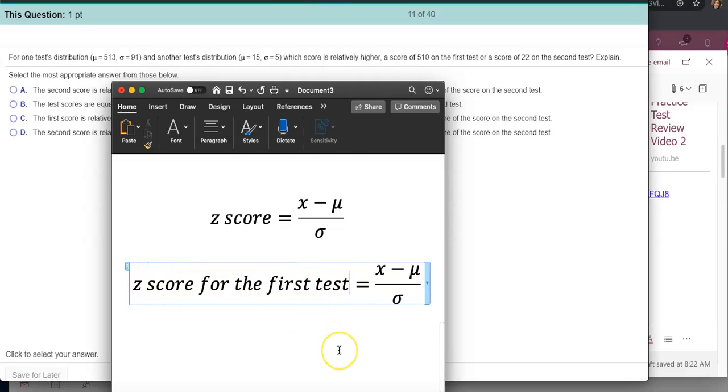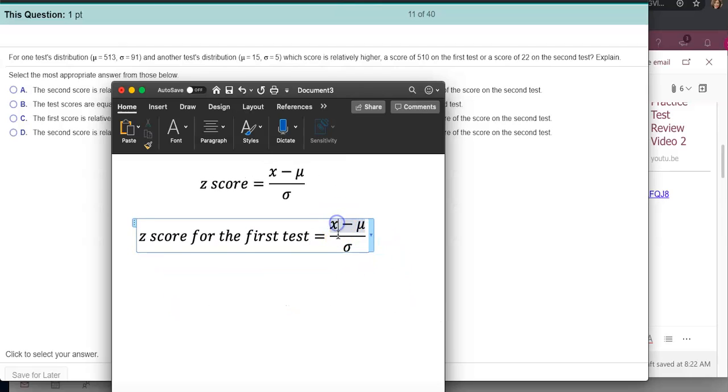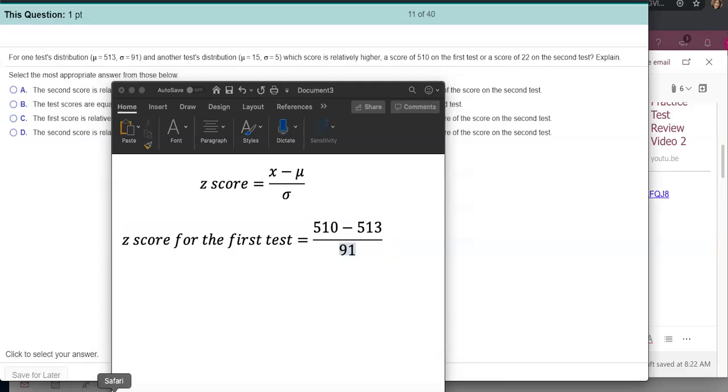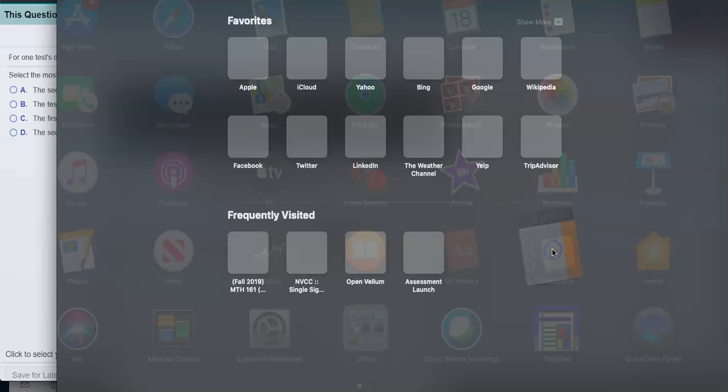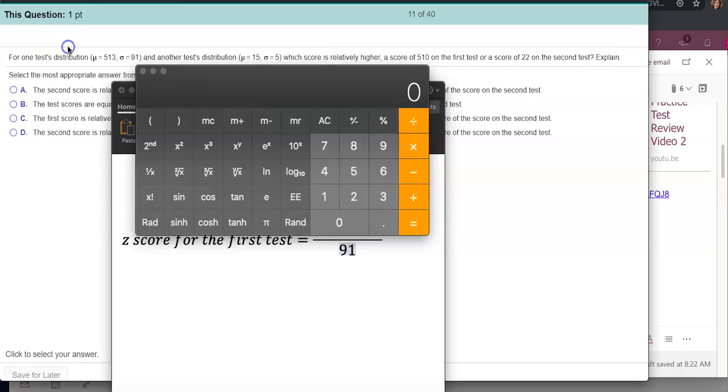Okay. The z-score for the first test, this person made what? This person made 510 on the first test. The mean of that test was 513. He did worse than the mean, so we're going to get a negative z-score. The standard deviation is 91. Let me get my tiny little calculator.